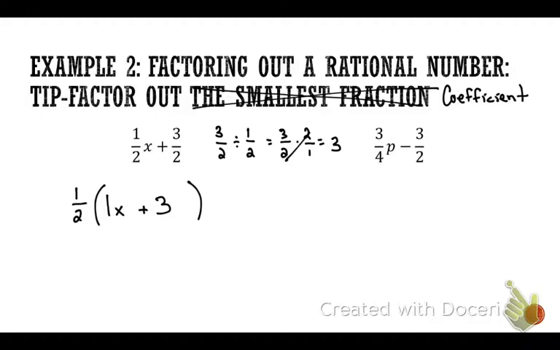All right, so now I want to see who can do this next one. 3 over 4p minus 3 over 2. Don't think LCD. Don't think common denominators. You cannot combine these. You are factoring them. Okay, so totally different concept here. Factor out your coefficient and then see if you can figure out what's left inside.